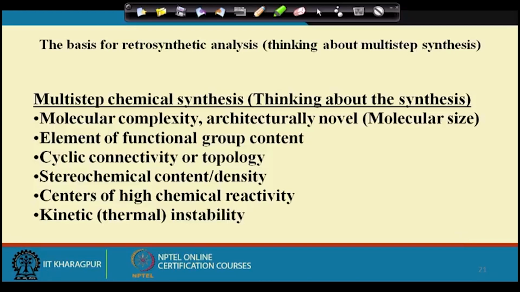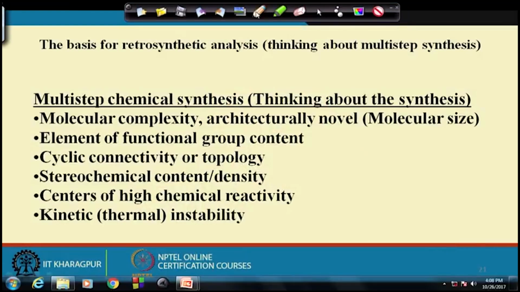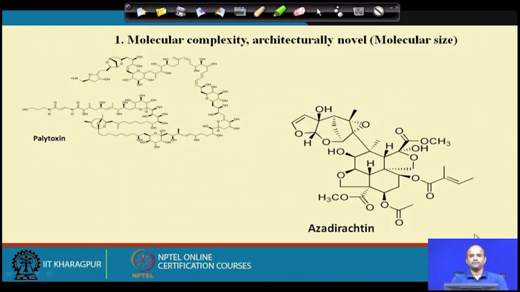So, once you see a target molecule, as I say, you have to basically look into 6 different points. What are those points? I have classified those points here: 1, 2, 3, 4, 5, 6. At the very beginning, we will always look for, as I said, molecular complexity. Now, go back to the slide where you can find what exactly it is. So, the first point, once the target is given to you, you see its molecular complexity.